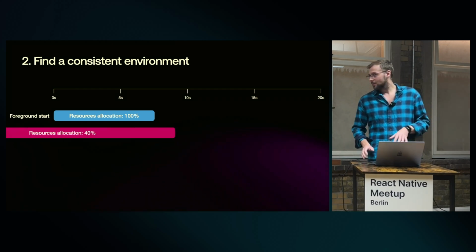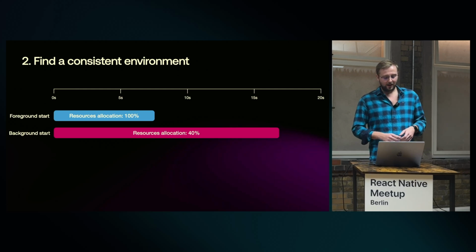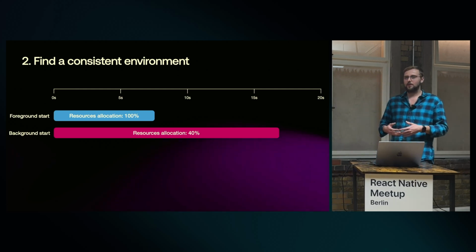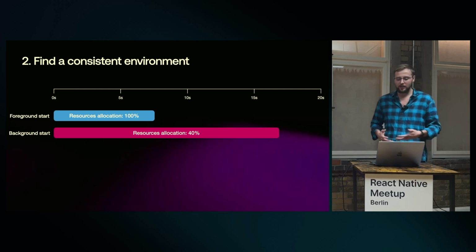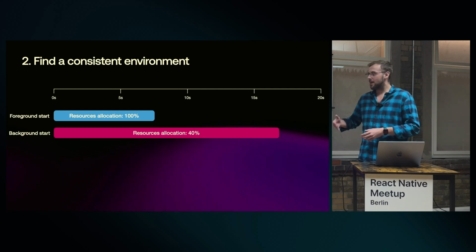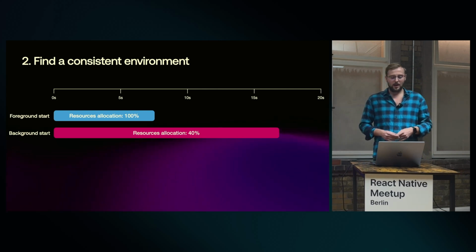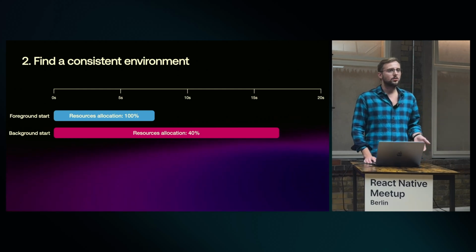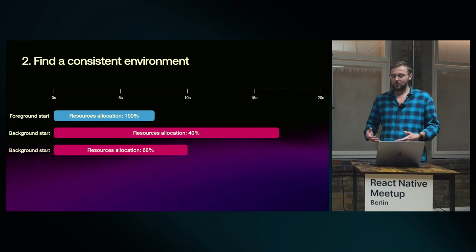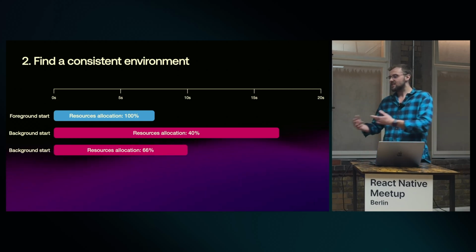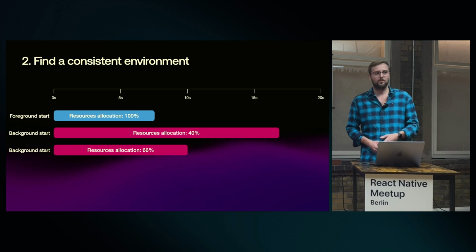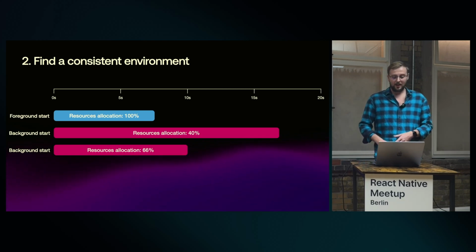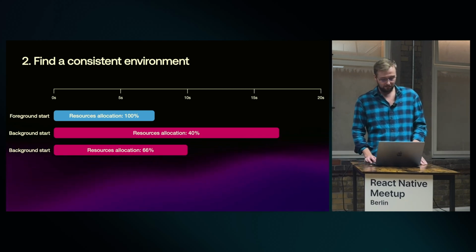But that's not always the case. So for example, if you have integrations like HealthKit, your app might be started in the background. And unfortunately, in such case, we won't have full resources nor the priority. And we also have no guarantee whether we'll have 40%, 60%, or 10% of available resources. And this heavily impacts the startup time.